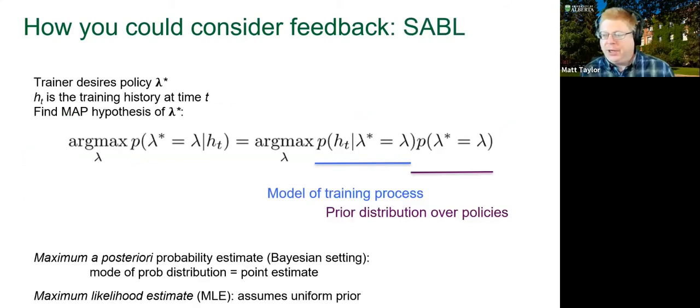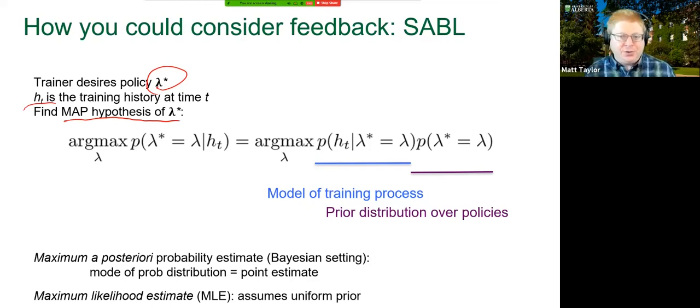So sorry, a little bit of equation, a little bit of math. So I shouldn't say math, just a few Greek figures. We've got some desired behavior, some desired policy, and we've got some history. So the person said sit, the dog sat, and then the person said good boy. And then we want to figure out, based on the history, what is the MAP hypothesis of the desired policy.